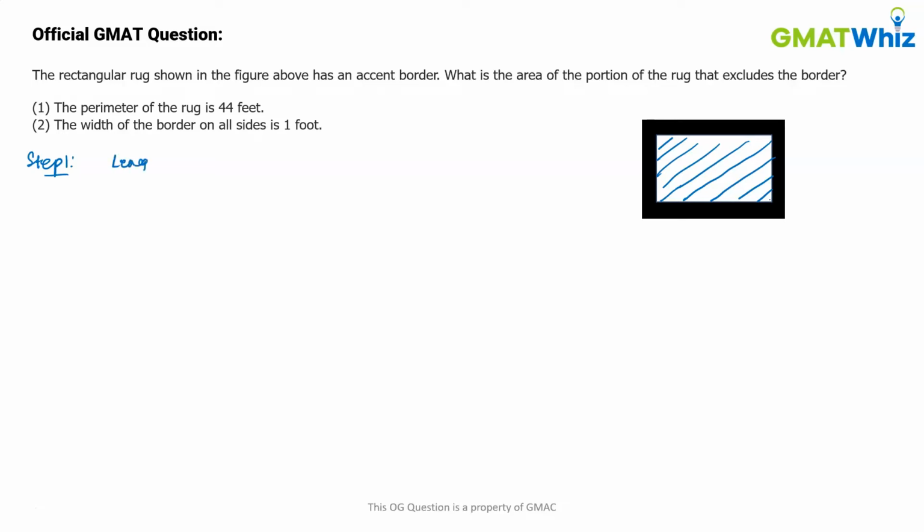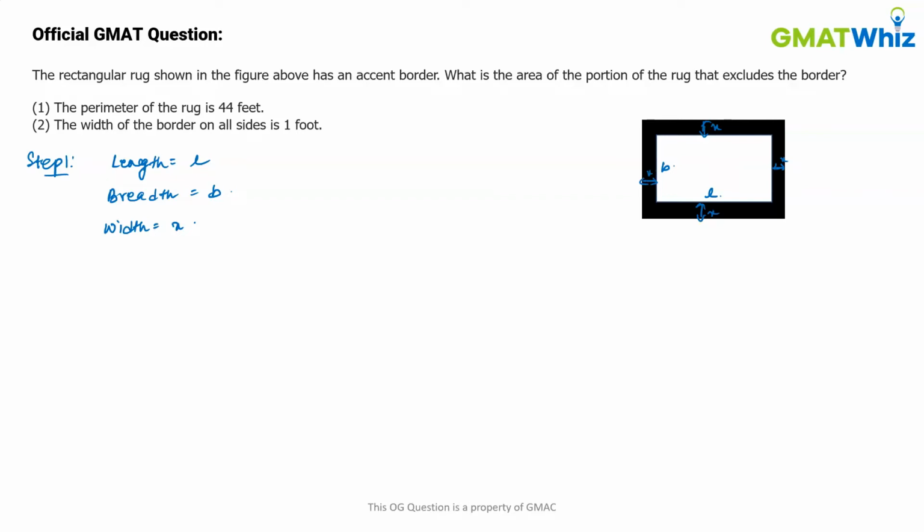So let the length of the rectangular rug without the border be L. So let's write that down in the figure as well. And the breadth or the width be equal to B. Now we also have to use up a variable for the width of the border on all sides of the rectangular rug. So let the width of the border be X. So every width here is going to measure X.